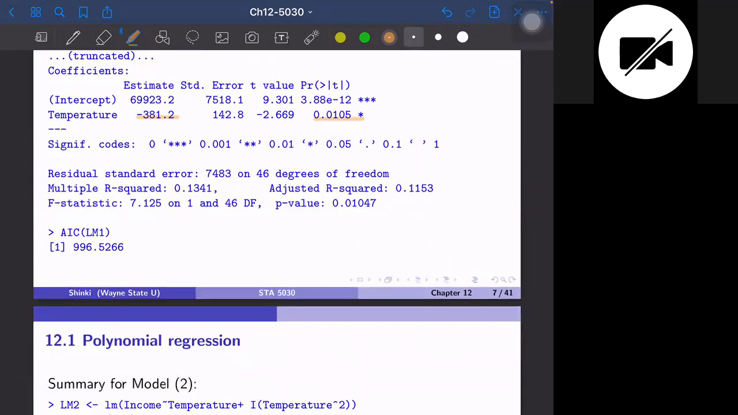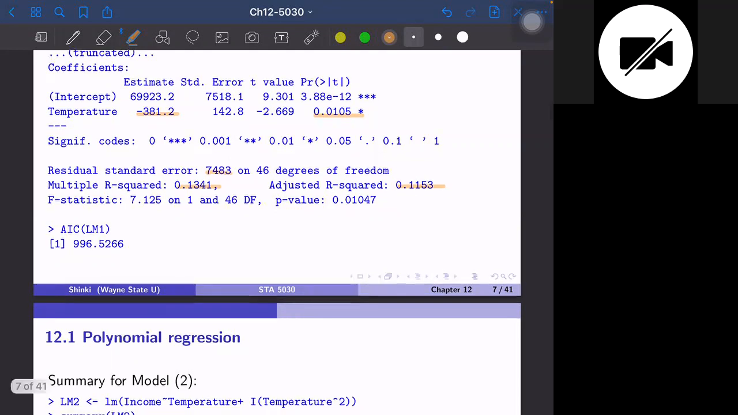Maybe you can see the fit. Residual standard error is 7,483, so basically we typically have an error of about $7,400. Adjusted R square is 0.1153, and the non-adjusted one is 0.1341. And AIC is 996.5.